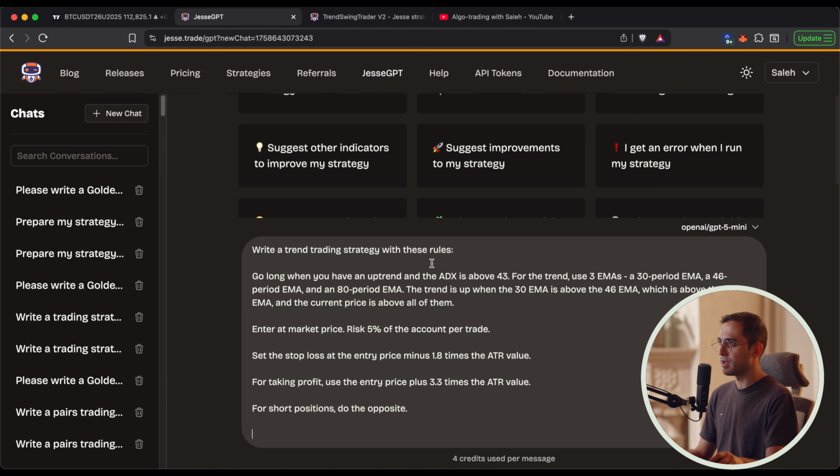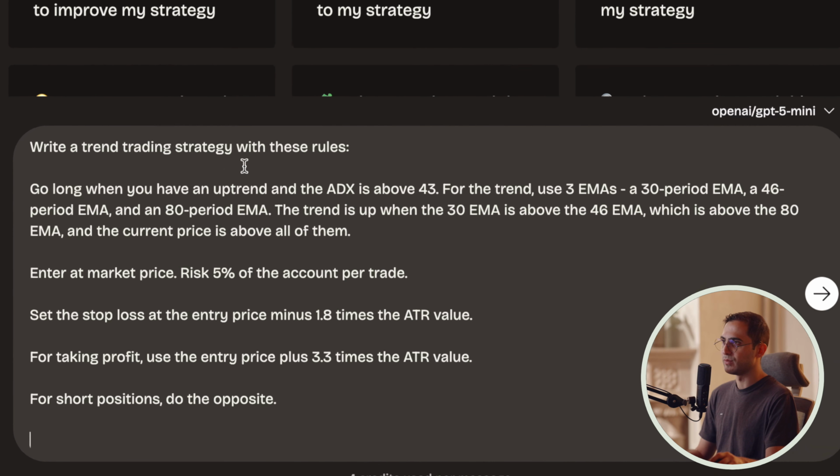Let's paste in the prompt. All right, so write a trend strategy with these rules. Go long when you have an uptrend and the ADX is above 43. For the trend, use 3 EMAs: a 30 period EMA, a 46 period, and an 80. The trend is up when the 30 EMA is above the 46, which is above the 80, and the current price is above all of them. Enter at market price, risk 5% of account per trade, set the stop loss at the entry price minus 1.8 times the ATR value. For take profit, use the entry price plus 3.3 times the ATR value.